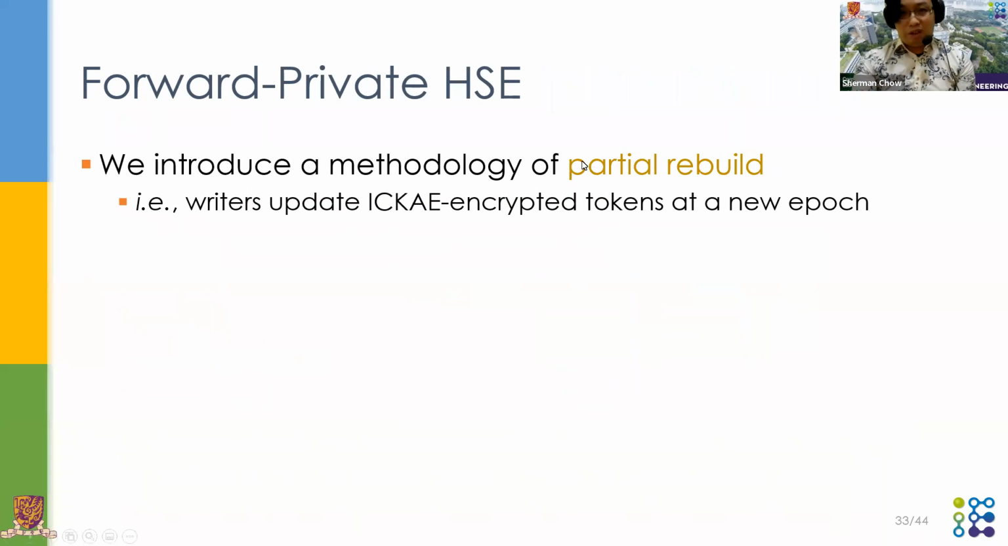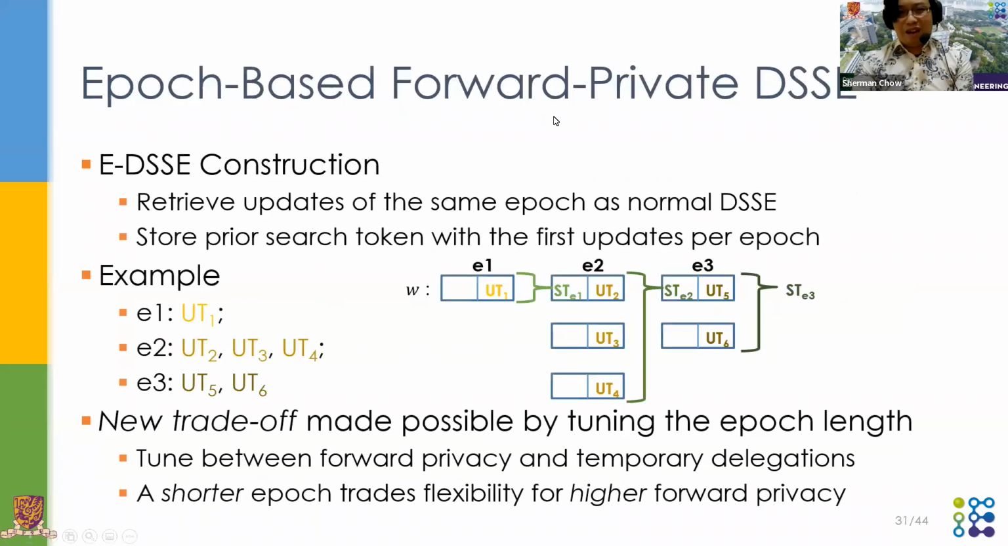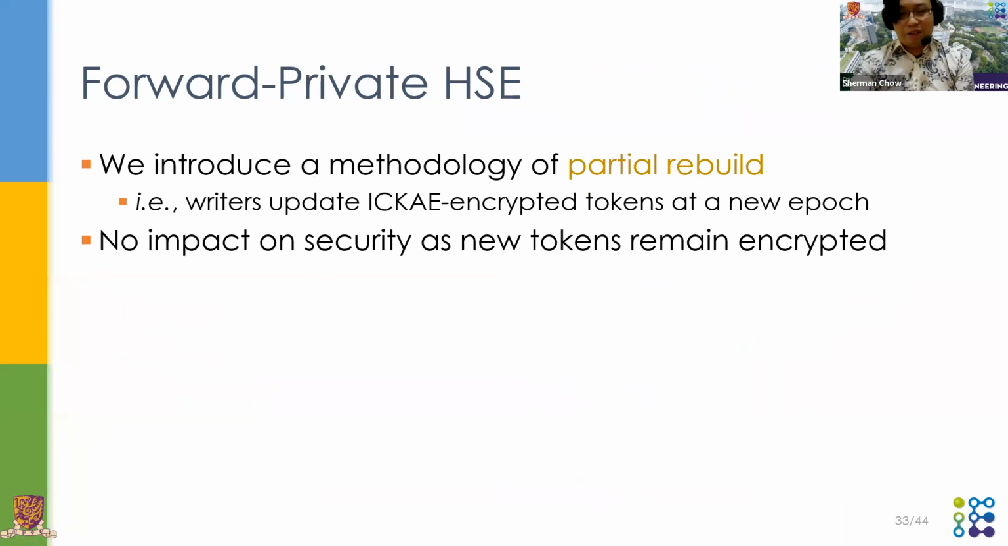So our way out is actually the idea called partial reveal, which happened in the SSE context for other purposes before. In a nutshell, the writer will actively try to update the encrypted token, which replaces the regular token in the generic construction for a new epoch. Because the writer knows everything that has been stored, the writer tries to do something more to rebuild this path to the encrypted database. So that is the high-level idea.